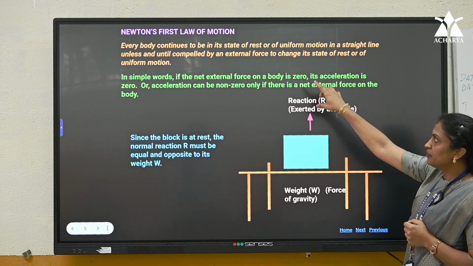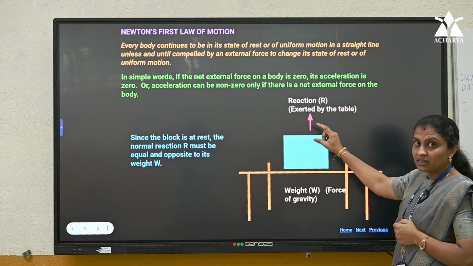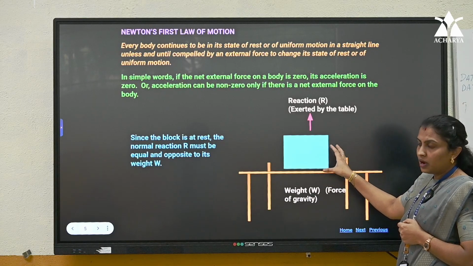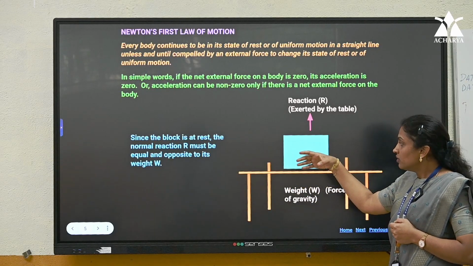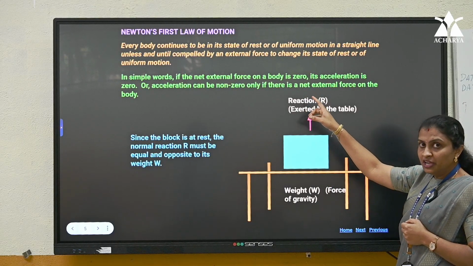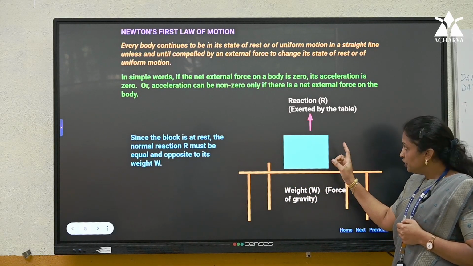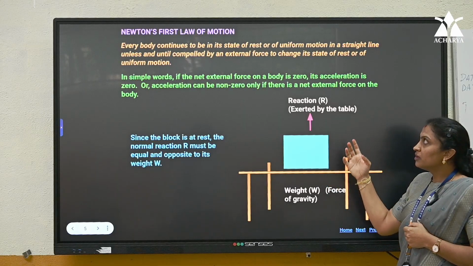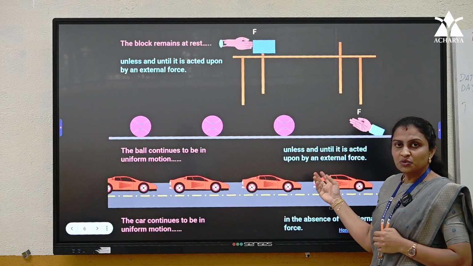What is the statement of Newton's first law? For this example, the block is acted upon by the normal reaction force as well as the acceleration due to gravity. Suppose I apply a force on this block, it starts to move from here to there. If I do not apply the force on this block, it will not go anywhere. That means everybody continues to be at rest or in uniform motion unless compelled by an external force, due to the normal reaction force as well as acceleration due to gravity. So this is the statement of Newton's first law. You can easily understand by seeing this example for Newton's first law of motion.